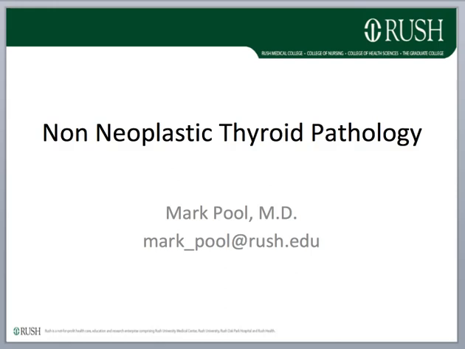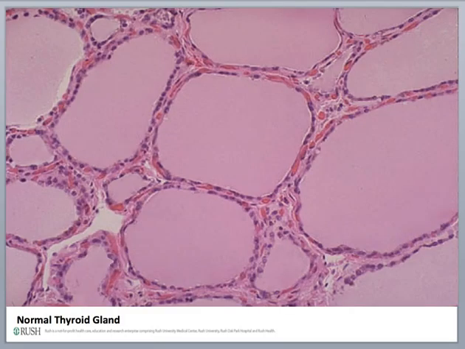So first of all, let's just look at normal thyroid gland just for comparison. Notice that the follicles are filled with colloid, and the cells lining these follicles, called the thyroid follicular cells, or sometimes thyrocytes, are flat or cuboidal cells, evenly spaced.